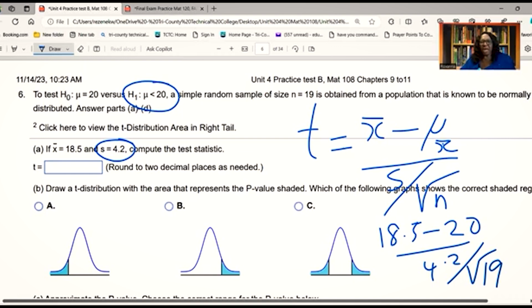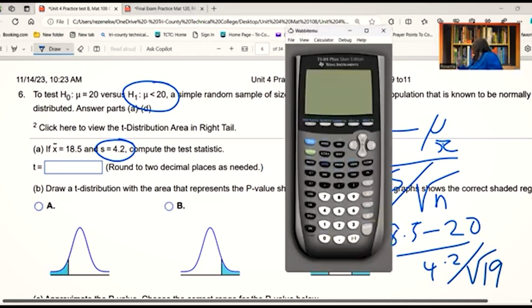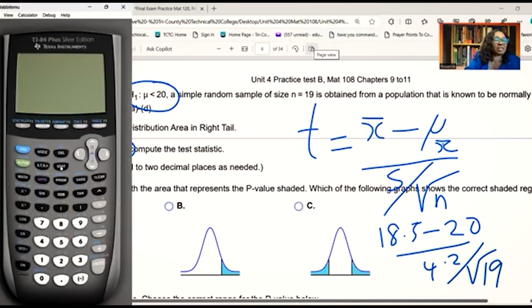So suppose you are in a hurry and you want to put it in your calculator, you must know that you're doing a t-test. So I'm going to go to my calculator and go to start. I'm doing a t-test, which is number 2. T hypothesis testing. All right, I have the data. What is the status quo? The mean we're talking about is 20.